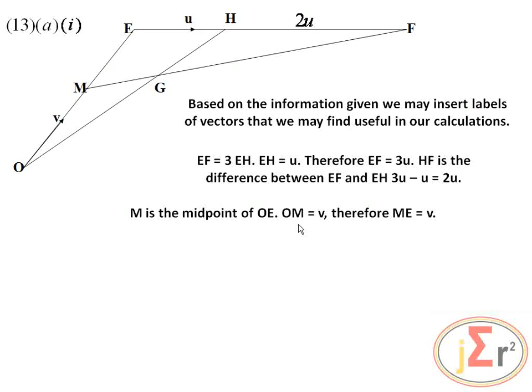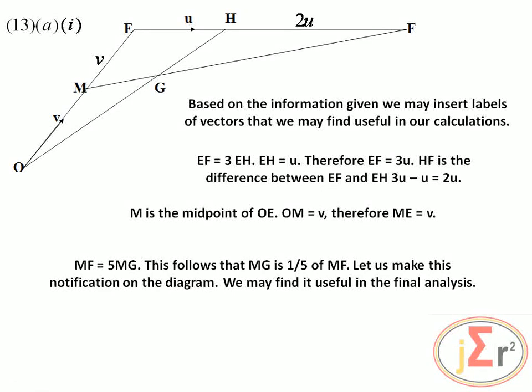M is the midpoint of OE. OM is equal to V, therefore ME is equal to V also. So M is the midpoint here of OE. This from O to M is V. Because M is the midpoint, over there is V also.